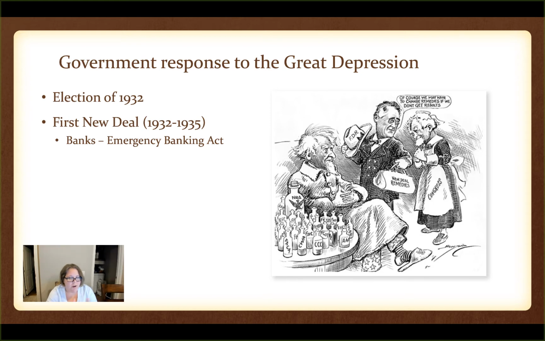So Roosevelt is running in 1932 on a promise of a New Deal for the American people. Now, this is somewhat vague. There are a few things that he advocates for, things like balancing the federal budget, and he spent a lot of time criticizing Hoover for his excessive spending towards the end of his presidency, which is kind of ironic given that the New Deal involves a large amount of government spending.